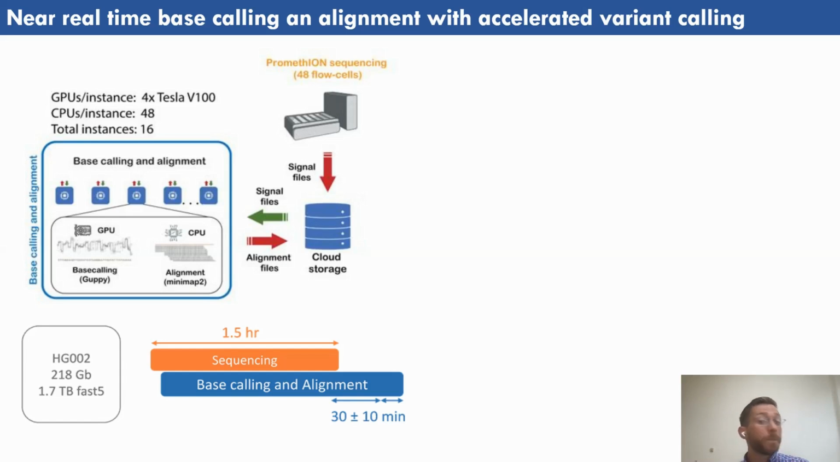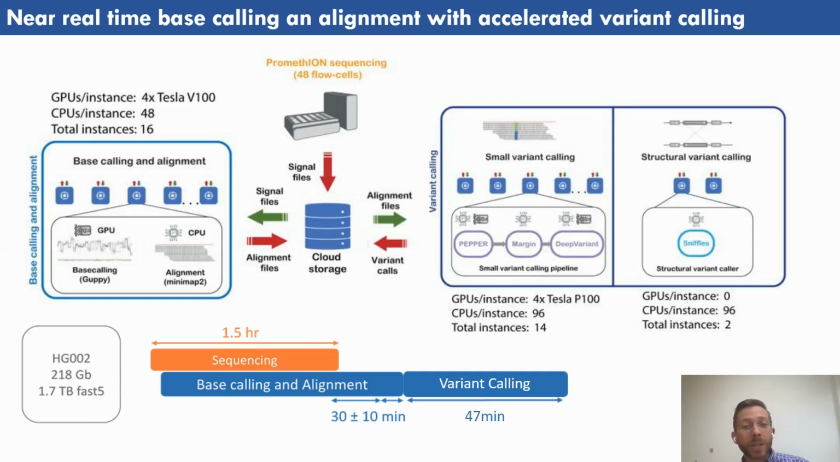And once base calling occurred, those sequences could then be aligned. Immediately after those sequences were aligned to the reference genome, we could then call variants. And again, we did this on the cloud. And we used the state-of-the-art variant calling software called PEPPER-Margin-DeepVariant to identify very small changes in the genome. And we used another program called Sniffles to identify large variants within the genome called structural variants. So these are things like extremely large insertions or deletions of base pairs within that genome.